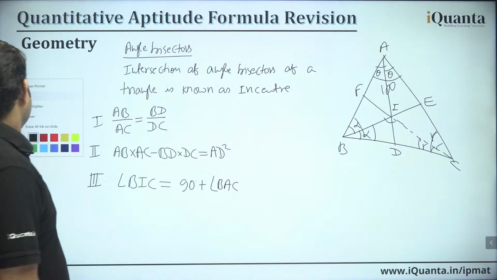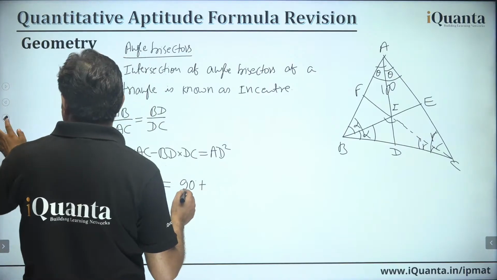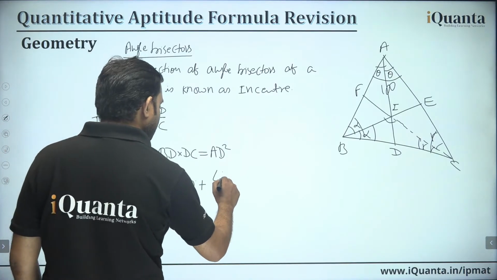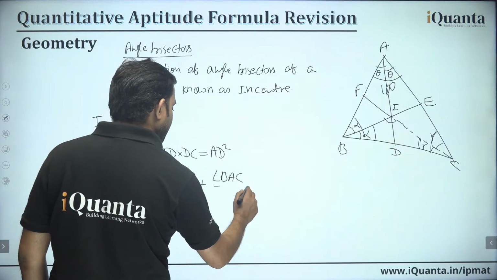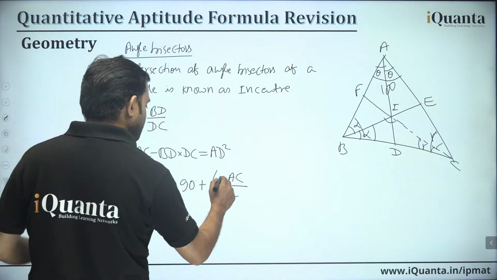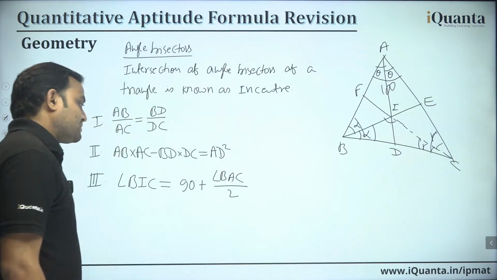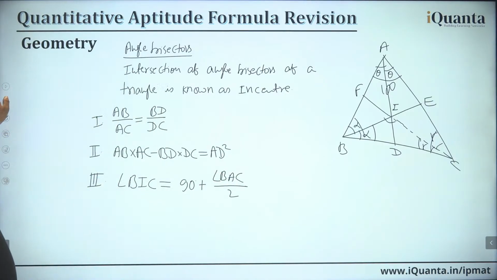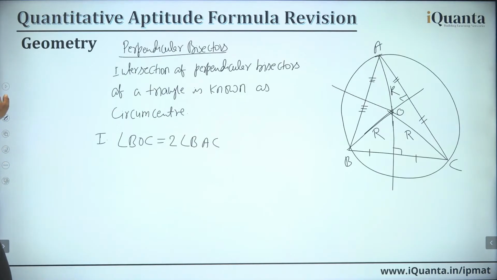अच्छा, यहाँ पे एक चीज़ मैंने छोड़ दी. This was angle BAC by 2, है ना, this should be BAC by 2. Just remember that perhaps I missed writing 2 here. I explained it here, but I missed writing it there.